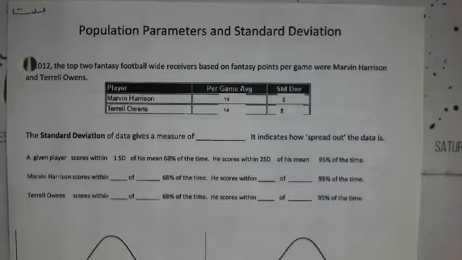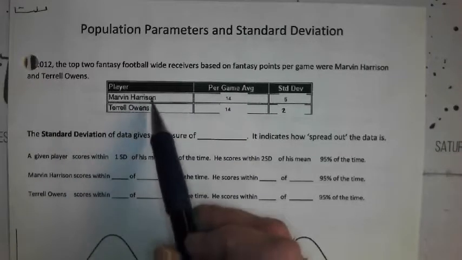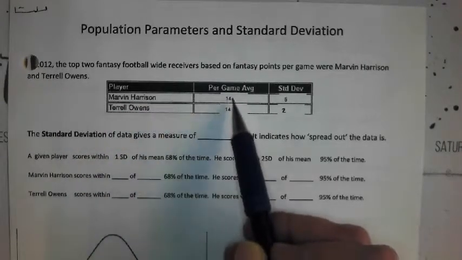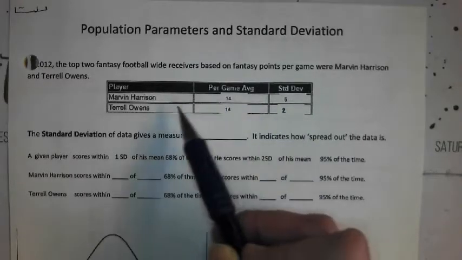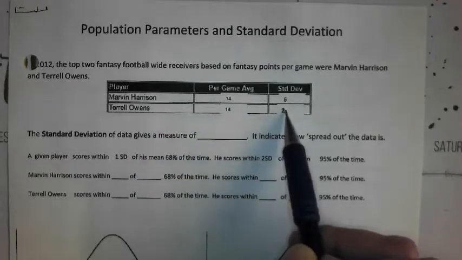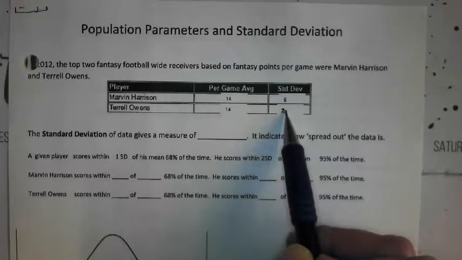So there's this little chart here of two fantasy football players who both average 14 points per fantasy game. One of them has a standard deviation of 6. The other one has a standard deviation of 2. Does anybody know what that means?